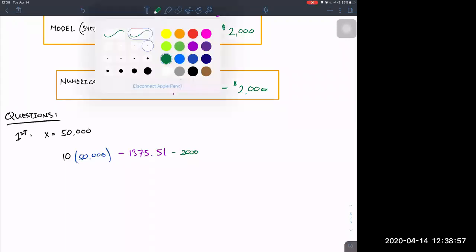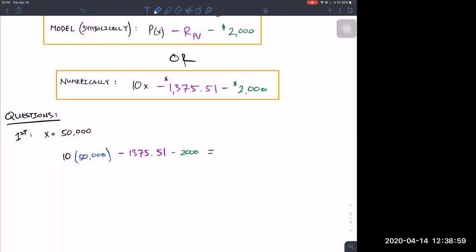So whatever this outcome will be, is this the same number I used last time? Yeah, I think so. So this will be $496,624.49, semicolon, positive outcome.